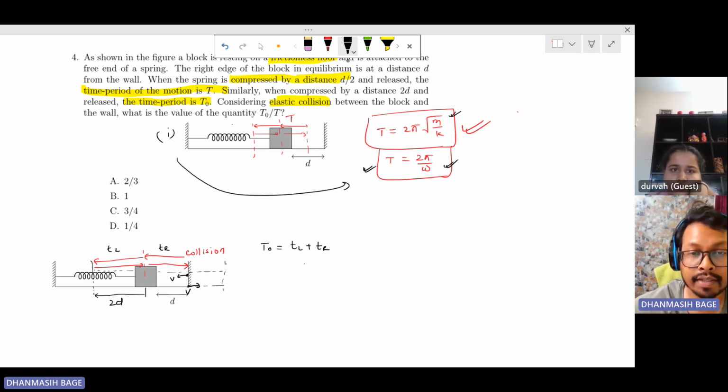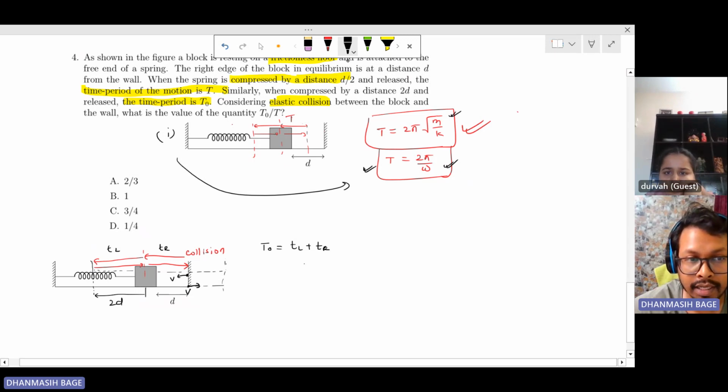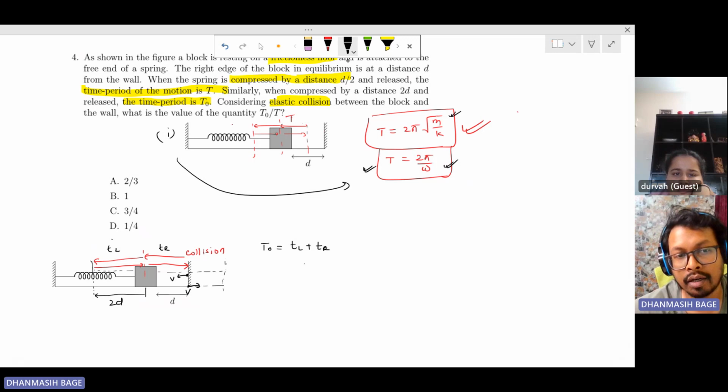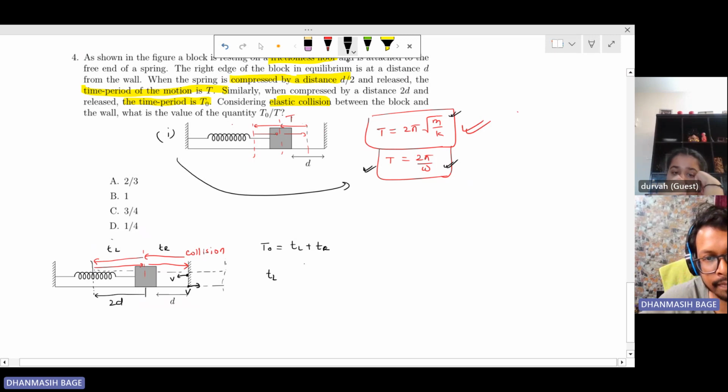No, no, no. In this case, the time taken by the left one will be different than TR, because the collision is taking place, right? Due to collision, the time will be affected. The TR will be different from TL. TL is very, very simple, right? As far as TL is concerned, just tell me what will happen.